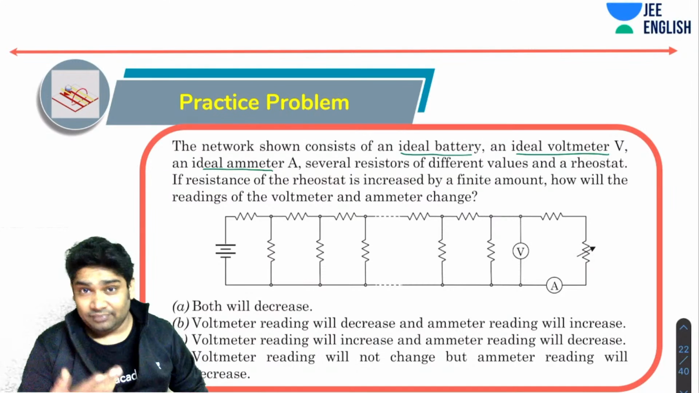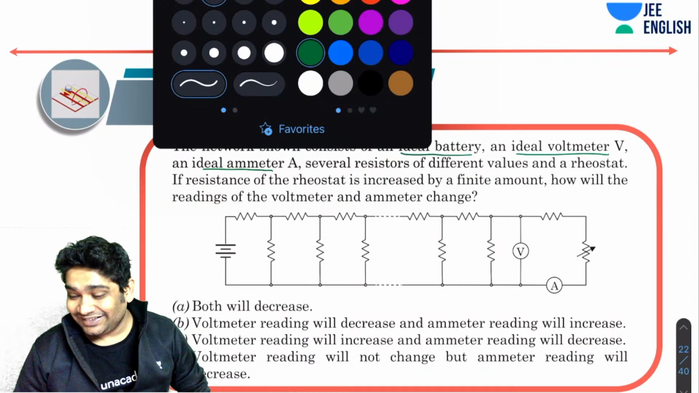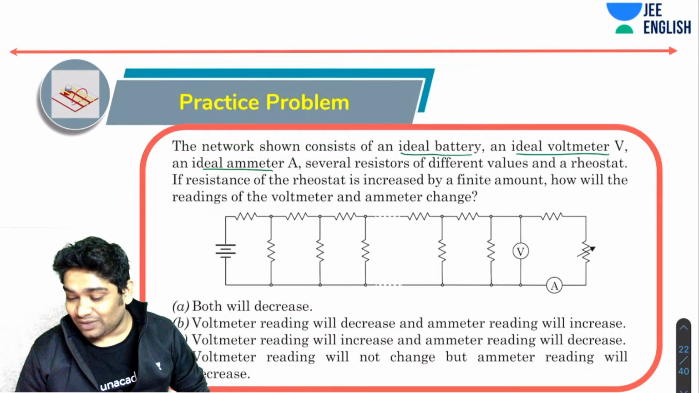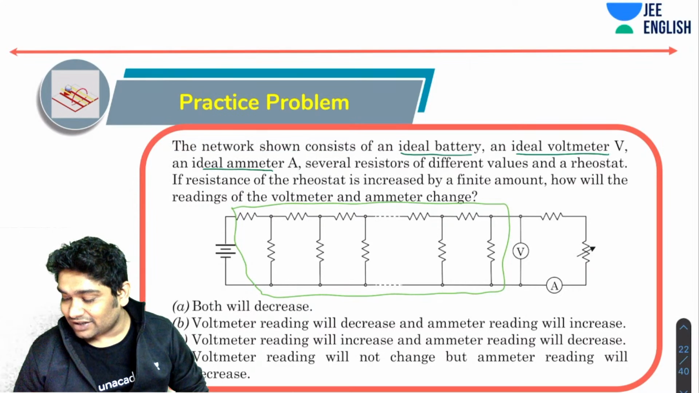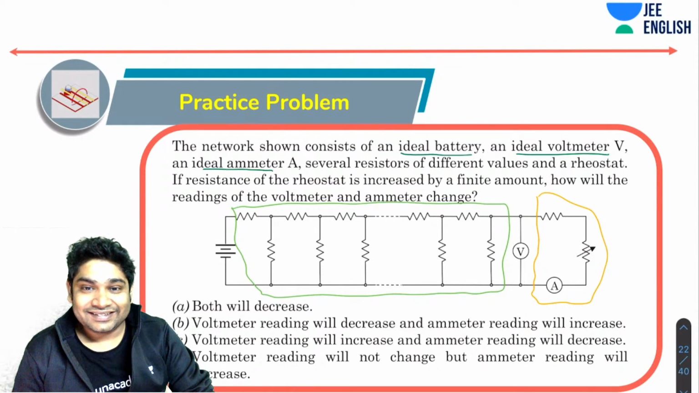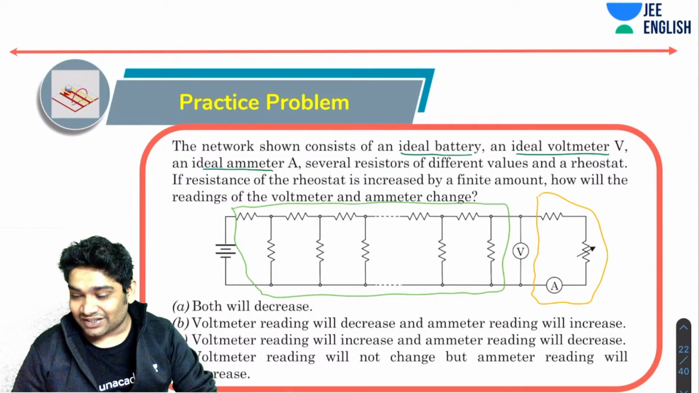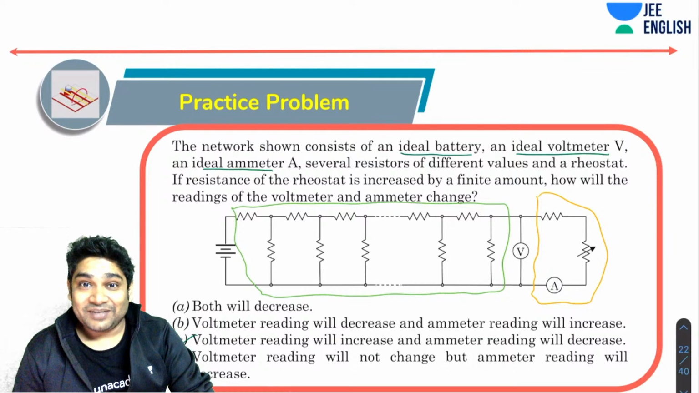The hint is to try to break this circuit into two parts. Think of these two parts separately. Take this part of the resistance circuit separate and this part separate. Yes, C is in fact the correct answer. Very well done. All of you got this correct, which is very impressive.